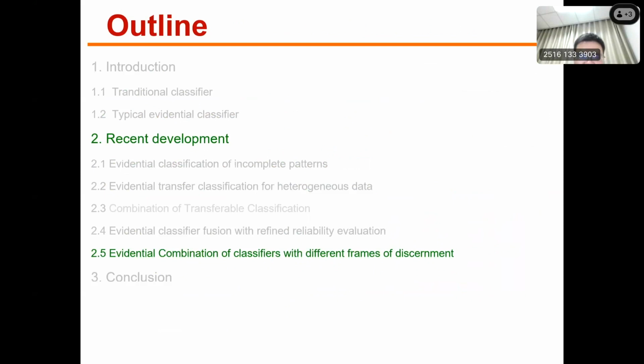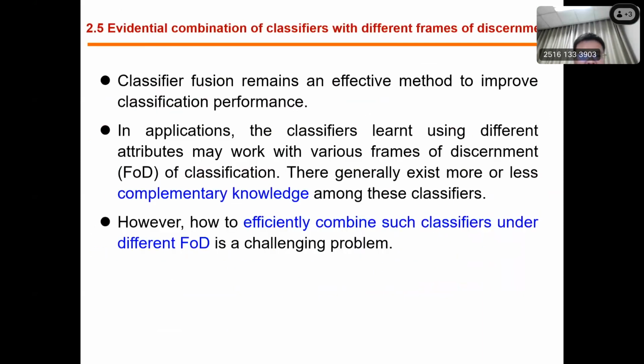Okay. In the end, I will introduce another work about evidential combination with different frames of discernment. In the traditional method, we usually consider that evidence is defined in a common frame of discernment. In fact, in some real applications, we will find that the evidence comes from sources defined on different frames.